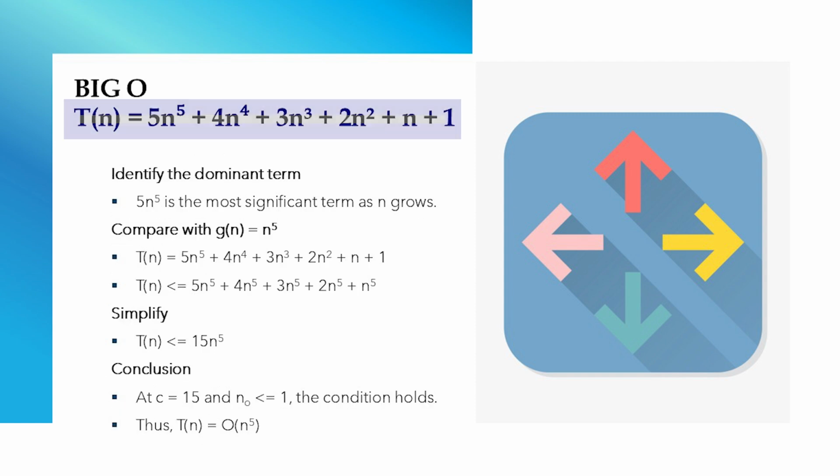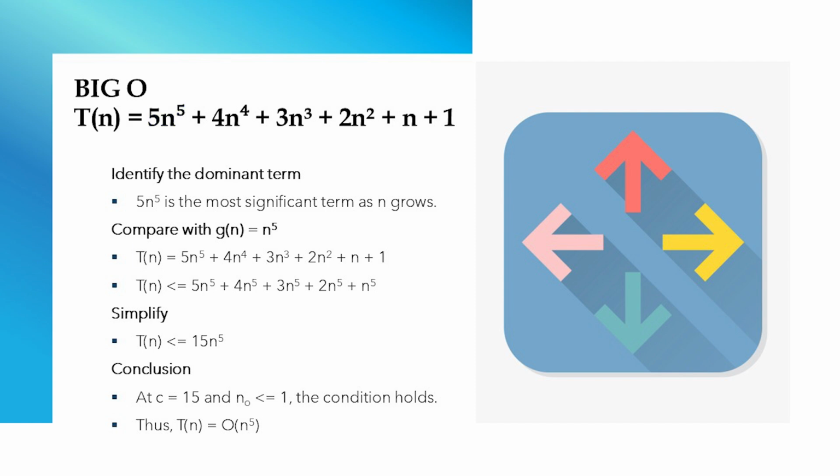So we have T(n) is equal to 5n raised to power 5 plus 4n raised to power 4 plus 3n raised to power 3 plus 2n raised to power 2 plus n plus 1. As usual, the first thing is to identify the dominant term. And out of all the terms, 5n raised to power 5 grows the fastest.